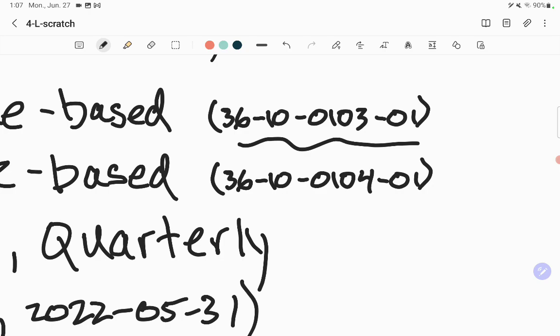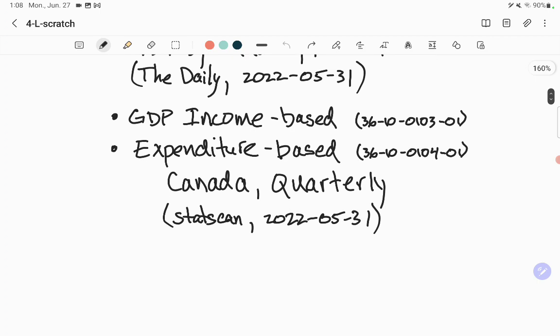If you find it difficult to sleep at night and you need some help sleeping, StatsCan data tables are very good for helping you to sleep. Okay.